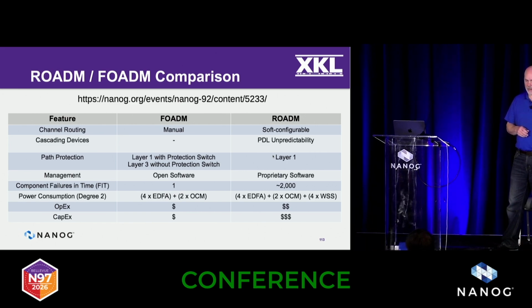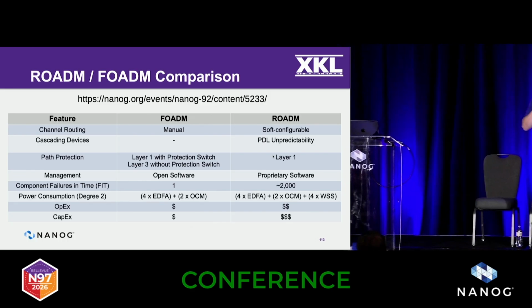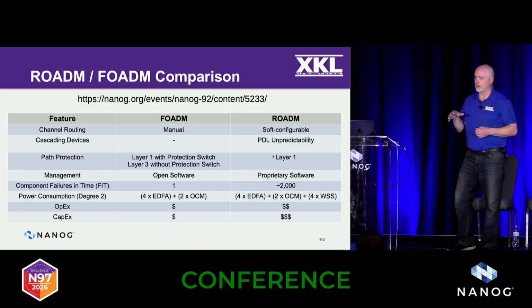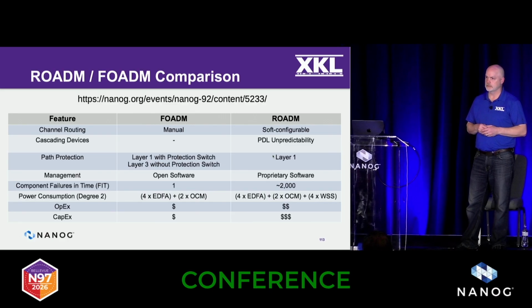So for channel routing, it's manual, right? With the FOTM, I have to have a jumper cable to do express. That's it. And it's all soft configurable with the ROADM. But PDL is unpredictable at best. And if you had cascaded ROADMs, you've magnified the problem. So cascading devices, that's something to be aware of.